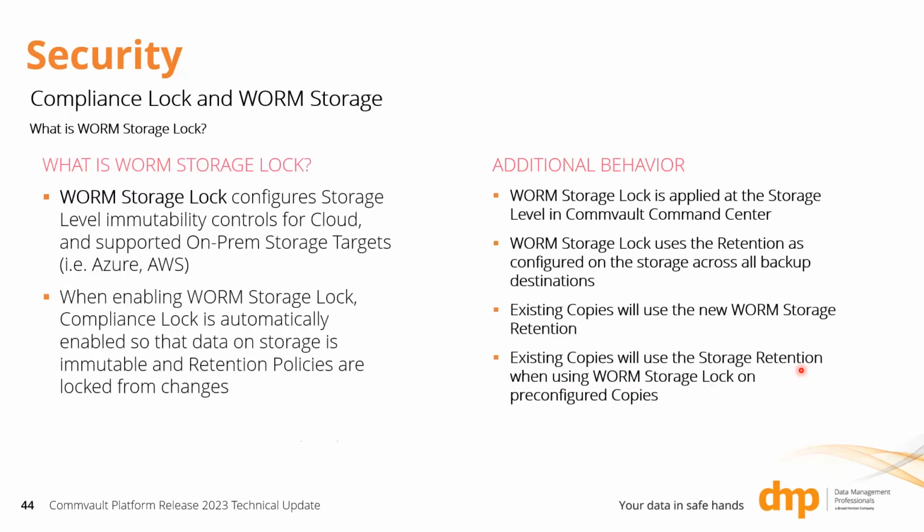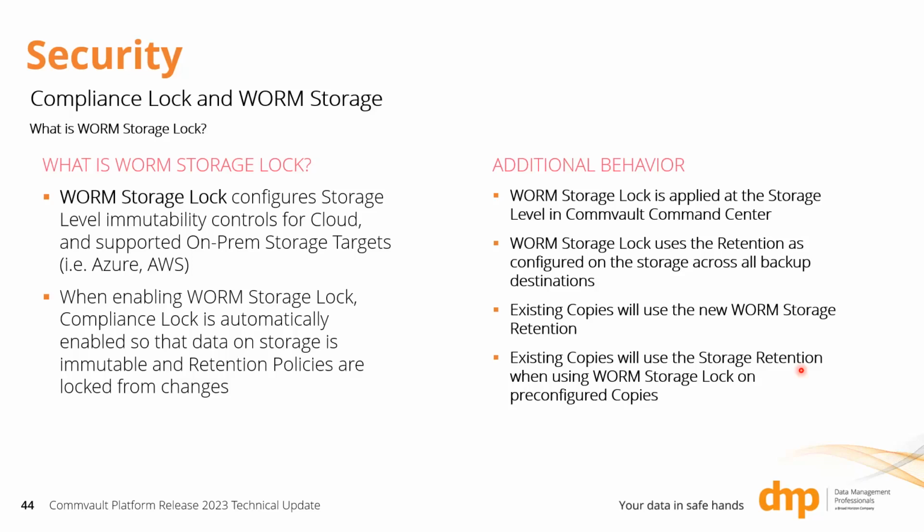And the warm storage lock goes a little bit further. It really configures your storage level immutability controls. That's supported for on-prem storage targets, but also Azure, AWS, and it really uses the same workflow as there was already before to configure the warm copy, the compliance lock on the Commvault end, but also it does some stuff at your hardware and your storage box or in the Azure cloud or AWS cloud.